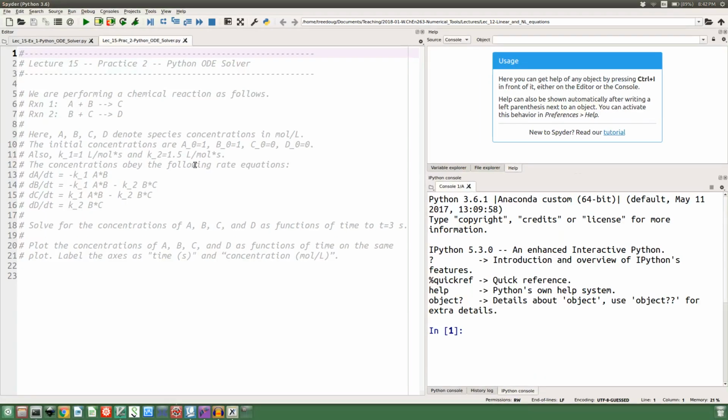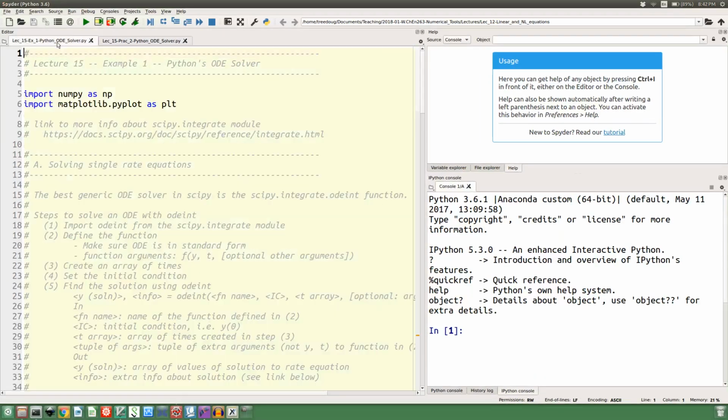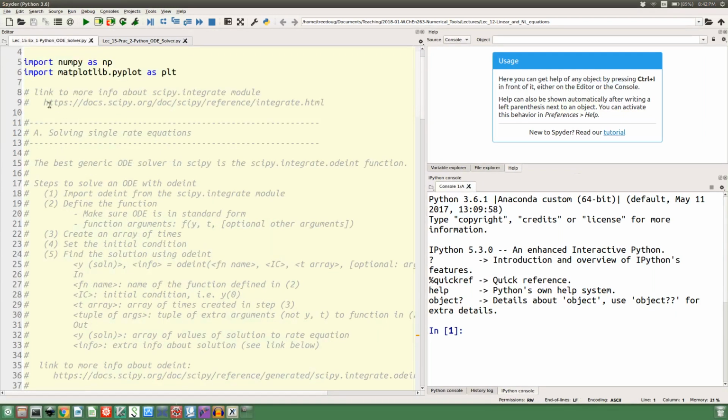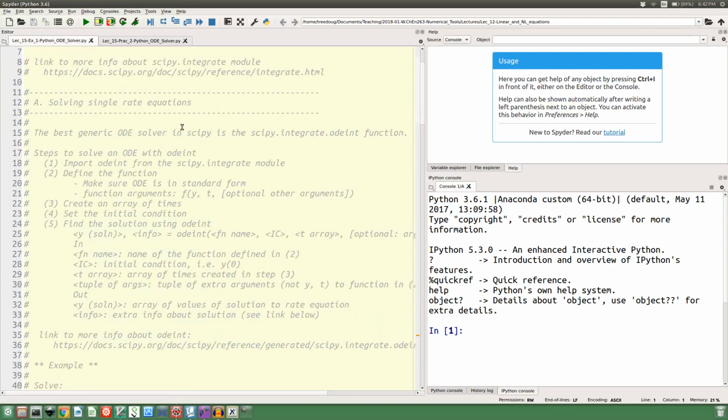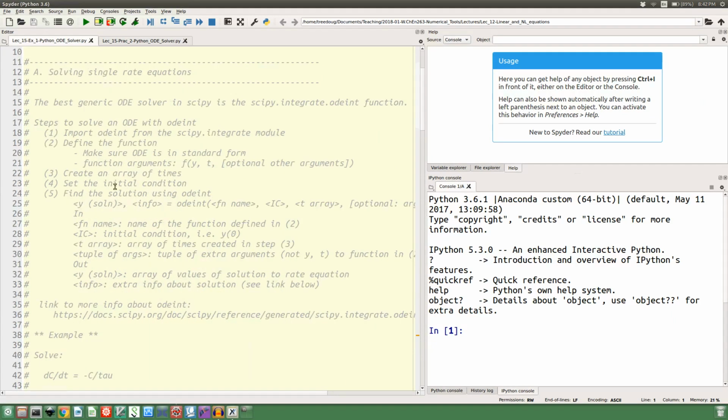So let's see, the example ODE solver. Okay, so here we go. This is our example of the ODE solvers. And again, I provide a link to the scipy.integrate module and identify that it's ODEint that we care about. Okay, so what are the steps involved?